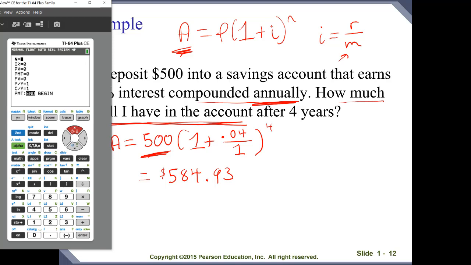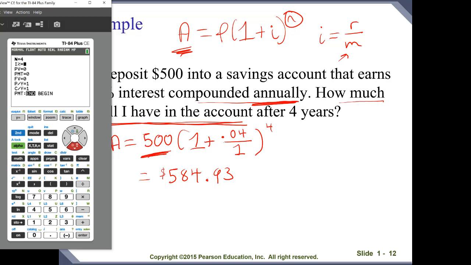Capital N here is the same as lowercase n in this default formula that we've been using from your textbook. So it's the total number of compounding periods over the length of the investment. So it's the number per year times the number of years. So here we found that that number is 4. So n equals 4.